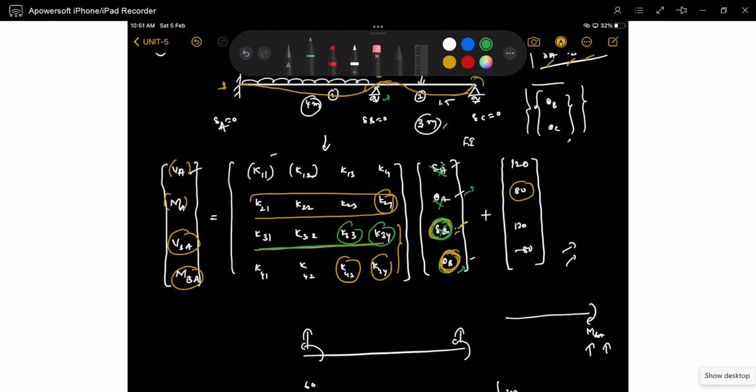Only 0. So in every matrix, you already know these values. You can find out MA. You can find out VA. You can find out VBA. You can find out MBA. There is no need of these values, because these three you can strike out. First three you strike out, and only these values are remaining.